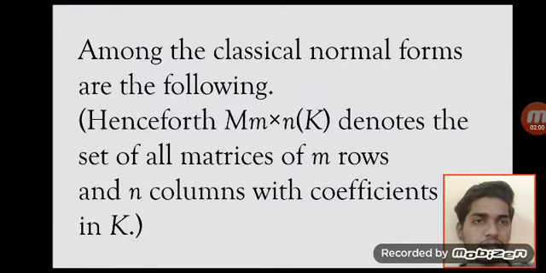Among the classical normal forms are the following: hence, M_{m,n}(K) denotes the set of all matrices of m rows and n columns with coefficients in K.